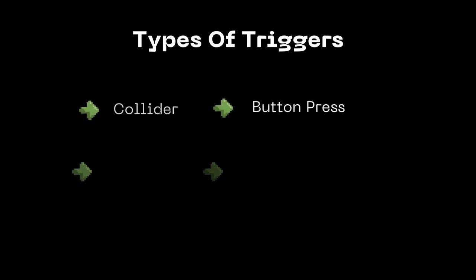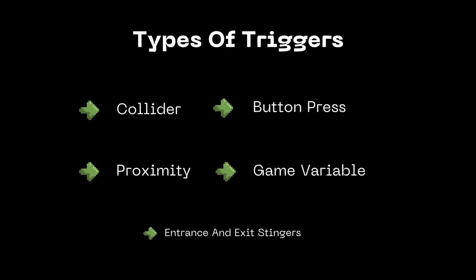There are a few ways to achieve this, and I'll go over some examples. Topics I want to cover include collider triggers, button press triggers, proximity triggers, game variable triggers, as well as entrance and exit stingers. So before we get into specific examples, I want to go over some definitions.